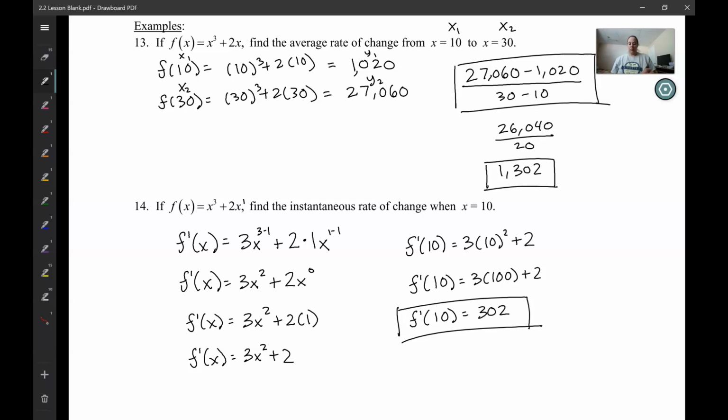So anytime you take a derivative of a linear, so if I had like 5x, the derivative will just be the number in front. That x is going to end up being to the 0, and it'll go away. So then I plug in 10, and I get 302.